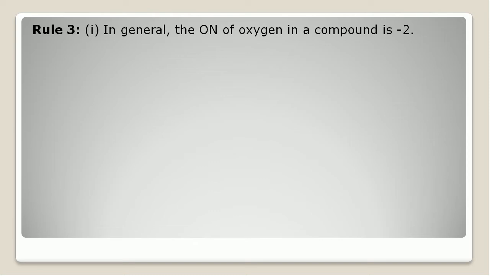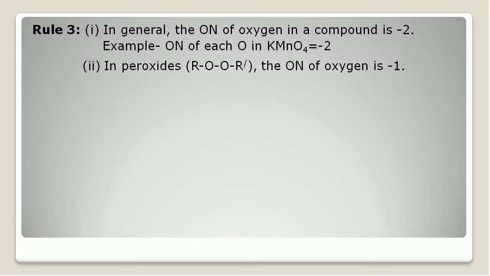Now let us go to rule number 3. This rule says that in general the oxidation number of oxygen in a compound is -2. For example, in KMnO4, each of the 4 oxygen atoms has oxidation number -2. But in the case of peroxides, the oxidation number of oxygen is -1.